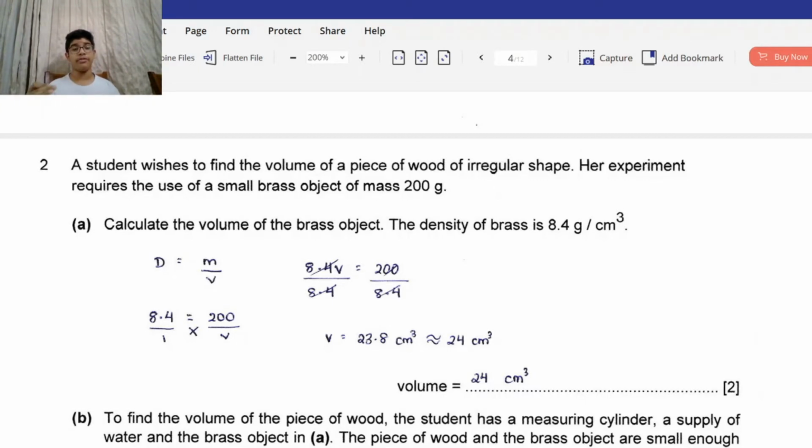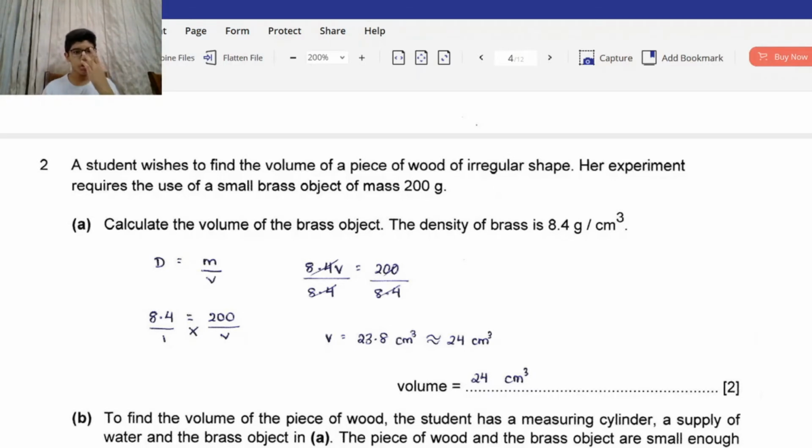We are trying to find volume, so we're just going to put everything in its correct place. Wherever you see D, we're going to put the value of density. Wherever you see M, we're going to put the value of mass. And wherever you see V, we're going to leave V blank. So the density is 8.4. 8.4 is equal to 200, which is the mass, over V.